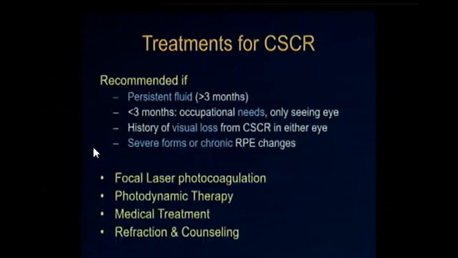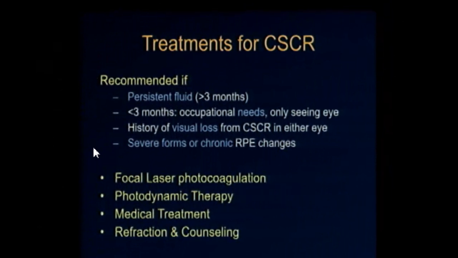Okay, treatment. When do you treat? You treat if you have persistent fluid for more than 3 months. Now, you may consider treating before 3 months if there are occupational needs. If the patient is really bothered and needs to see very well, or if it's an only seeing eye, you don't want to prolong subretinal fluid under the fovea. If there's a history of loss of vision from CSR in the fellow eye, or if you have a chronic CSCR in one eye, consider treating the fellow eye earlier, before it becomes chronic as well.